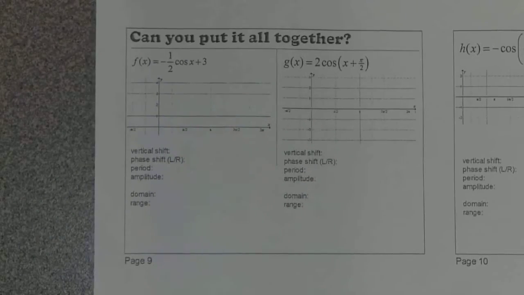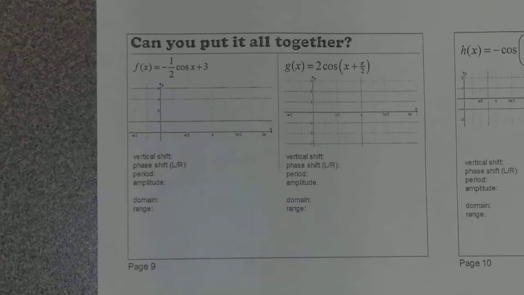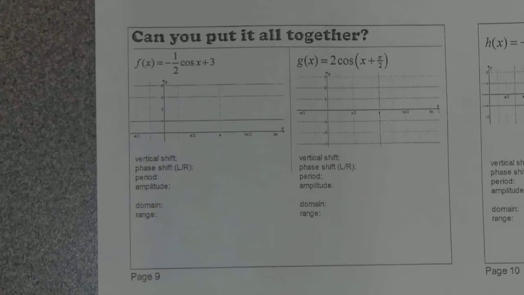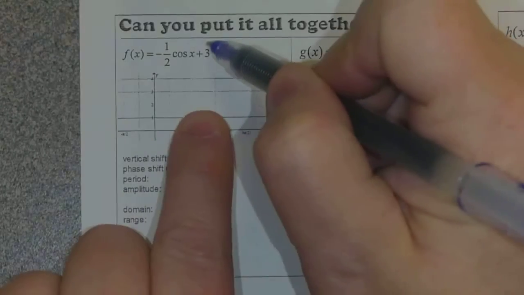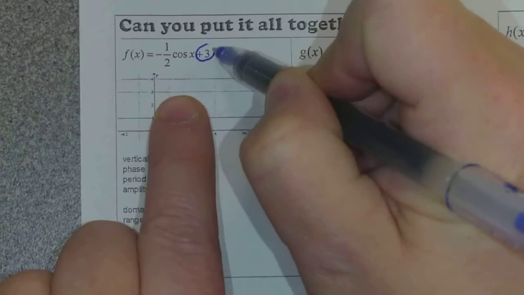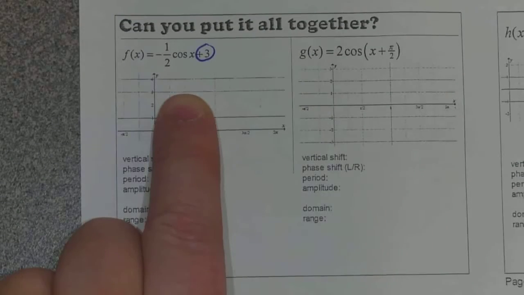Okay. All right, so then the question is, can we put it all together? Well, we can. We know we can. We're going to graph these, and we're going to just use our calculator to help and make sure that we have it right, okay? So again, what's this plus 3 back behind going to do?